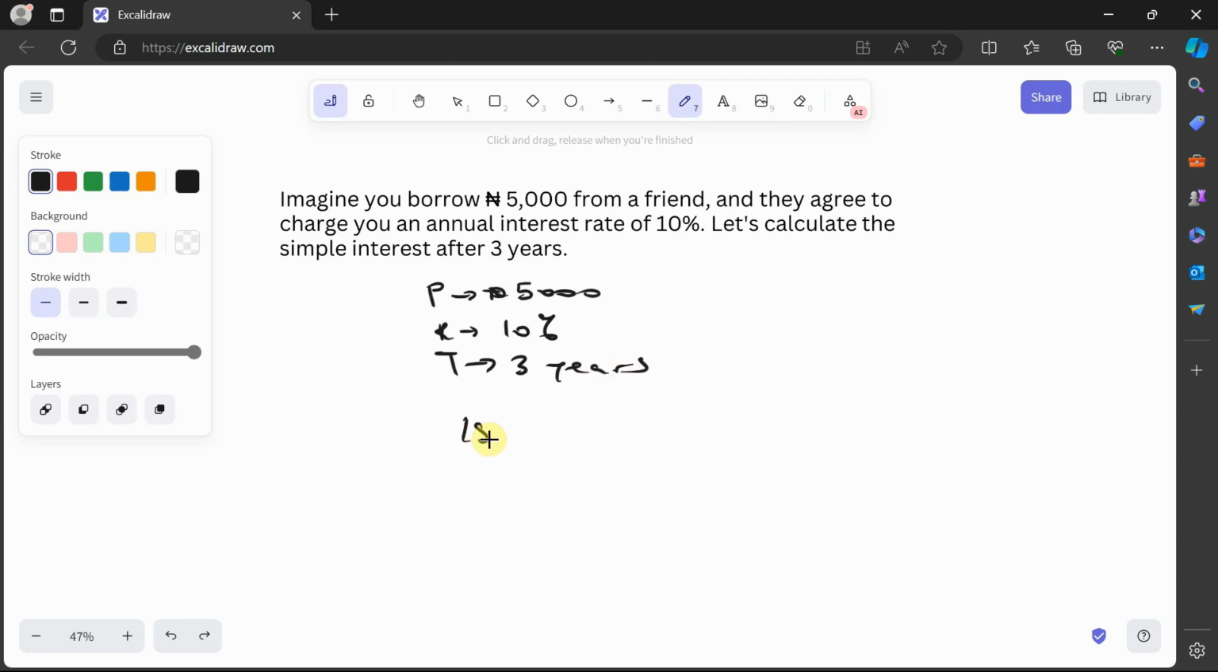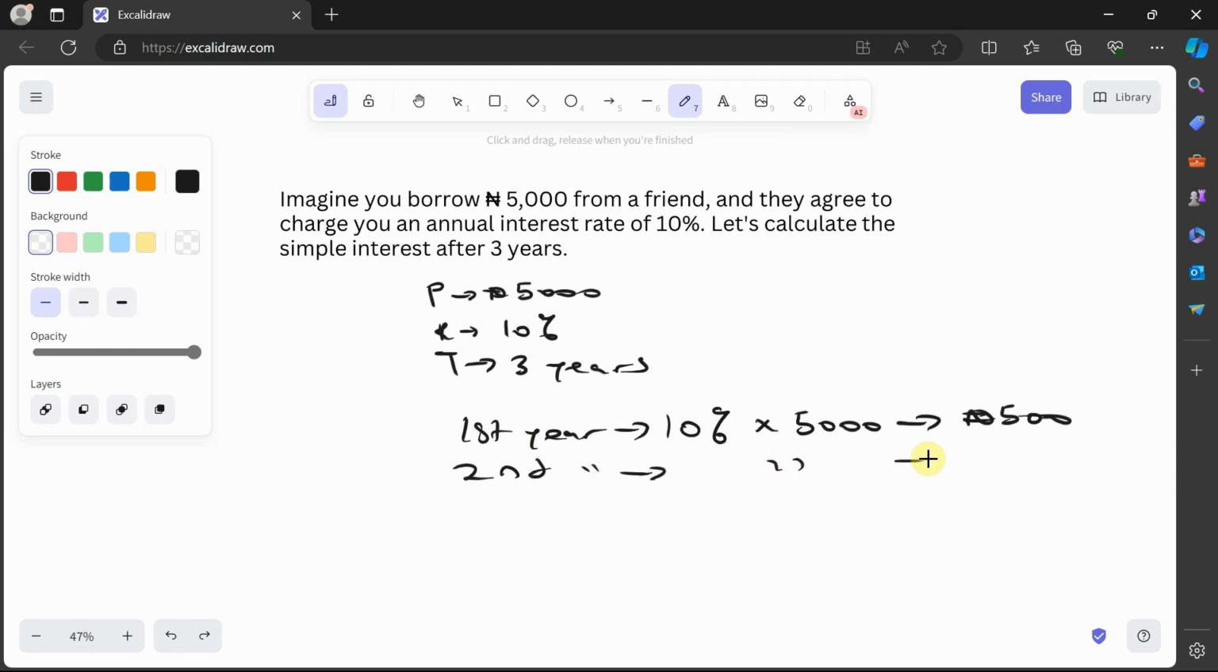So after the first year, in terms of the interest, that will be 10% of 5,000 naira. And 10% of 5,000 naira is 500 naira. So the first year it pays 500 naira. The second year it will also be 10% of that 5,000, which will also be 500 naira. And in the third year it's going to be the same 10% of that 5,000 naira, which is 500 naira. So the total interest you're going to pay would be 1,500 naira. Simple and short.